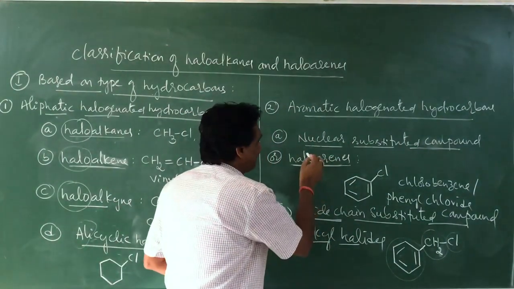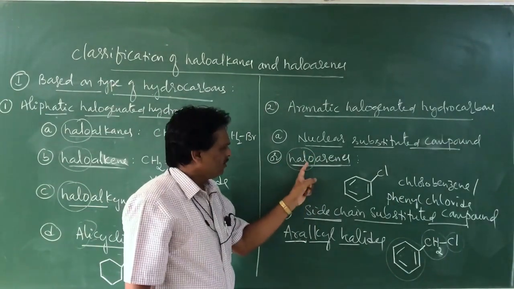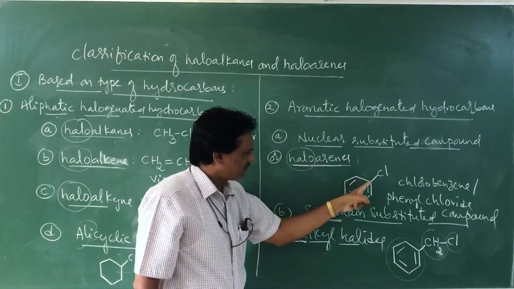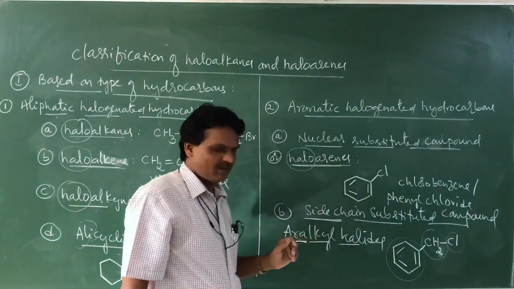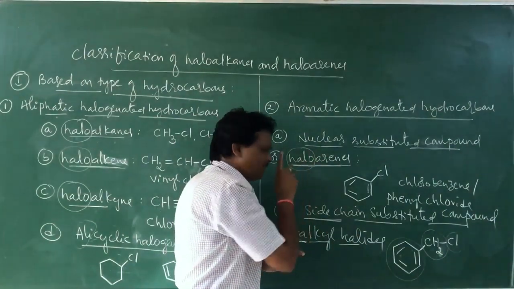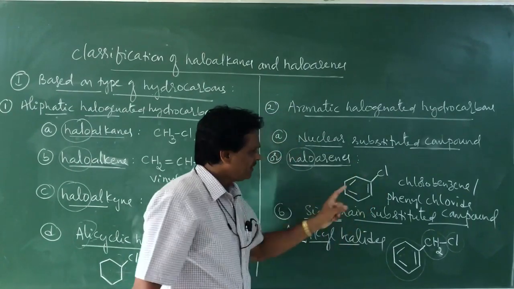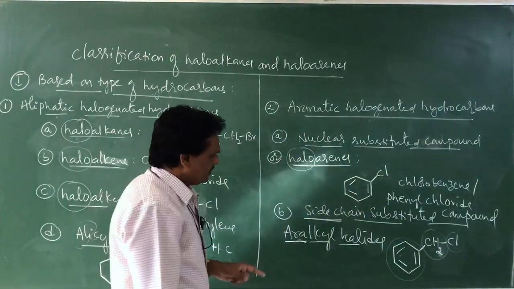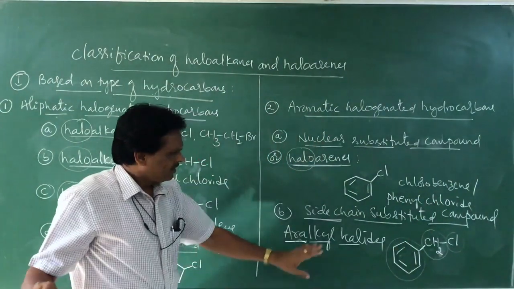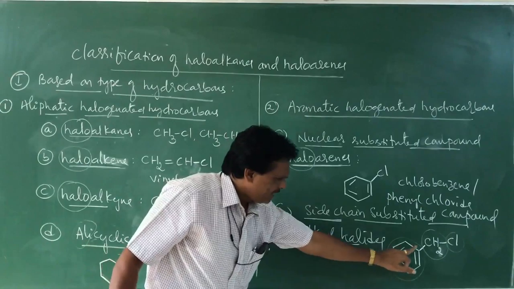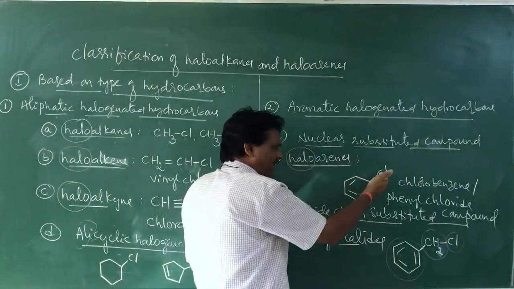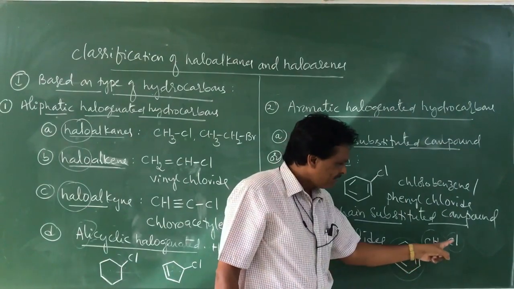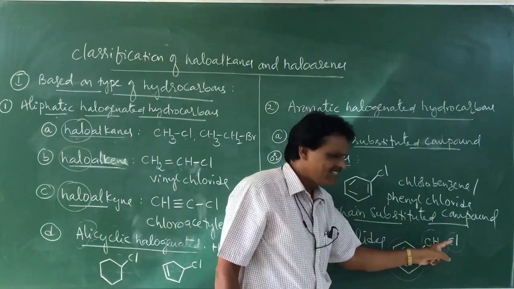So what are haloarenes? The name indicates its definition. Halo means halogen, arene means benzene. Haloarene means a halogen atom is attached directly to the benzene ring. These are the aromatic halogen compounds in which the halogen atom is directly bonded with the benzene ring. Another kind is side chain substituted compounds. This is also an aromatic halogen compound, but the difference is, in haloarenes, halogen is directly bonded with the benzene ring, while in side chain substituted compounds, the halogen atom is not directly attached to the benzene ring. It is linked to the side chain.